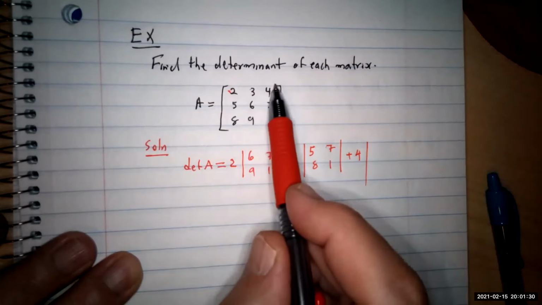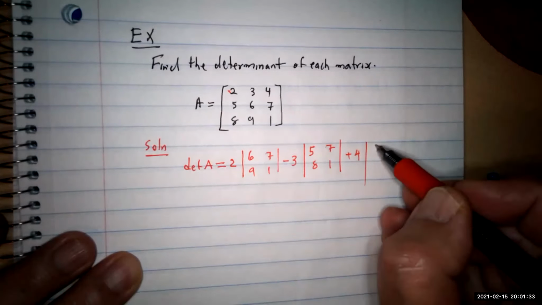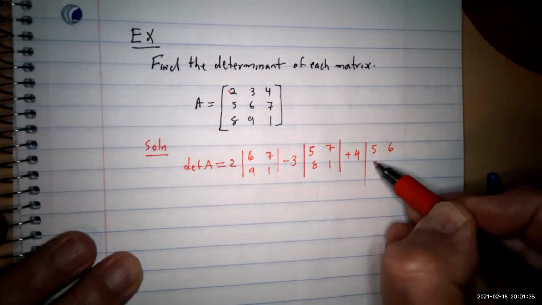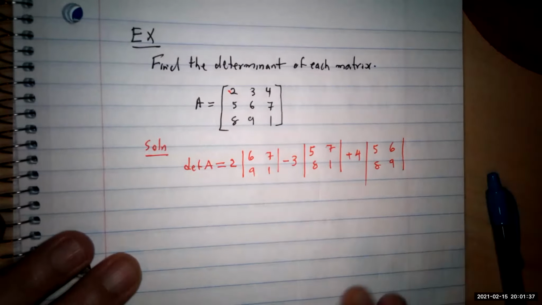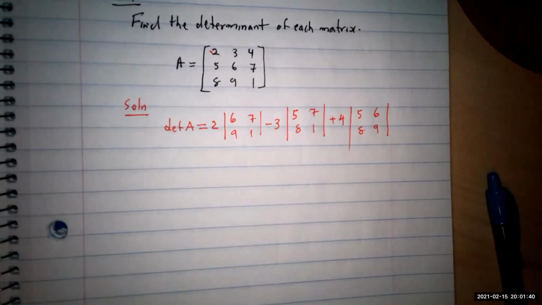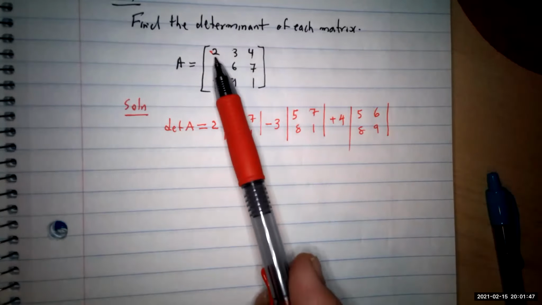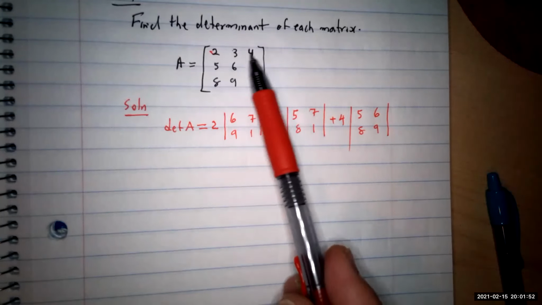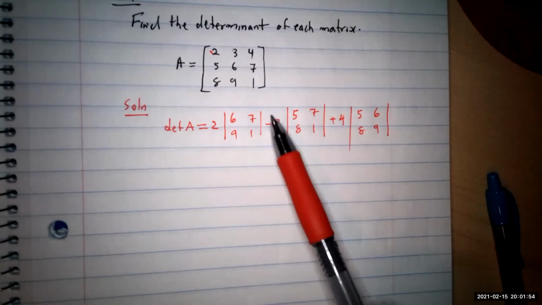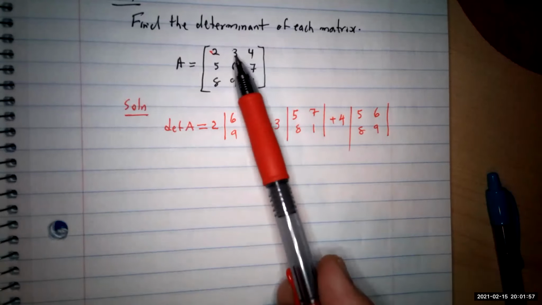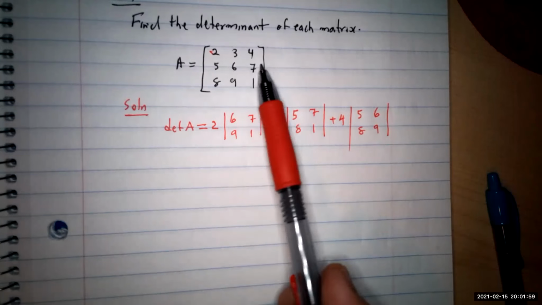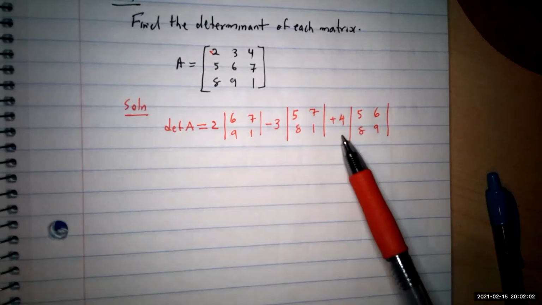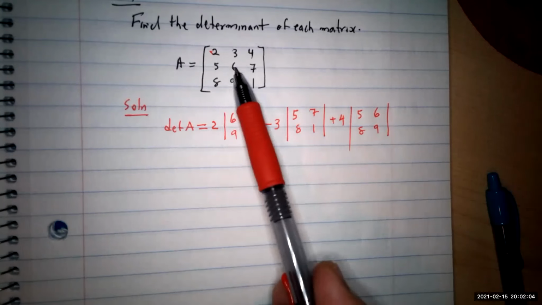Eliminate the first row and the last column. So that gives you 5, 6, 8, 9. Okay, I'm just doing it generally. It's not a difficult one. We can simplify it, but it's not a big deal, so we go right away. So I distribute along the first row: 2, delete the first row, the first column, 6, 7, 9, 1. Positive, negative, 3. Just do the same thing, 5, 7, 8, 1. Then a positive 4, 5, 6, 8, 9.